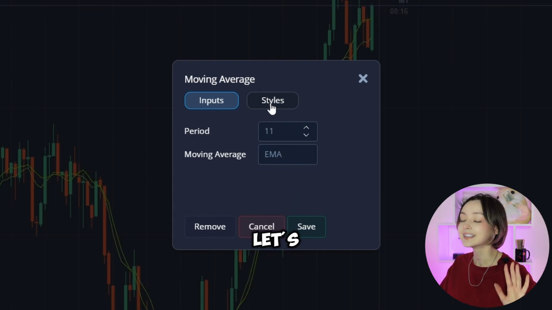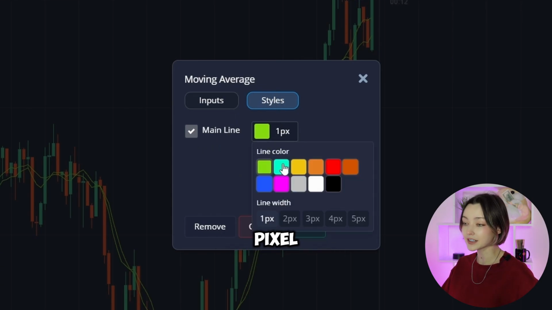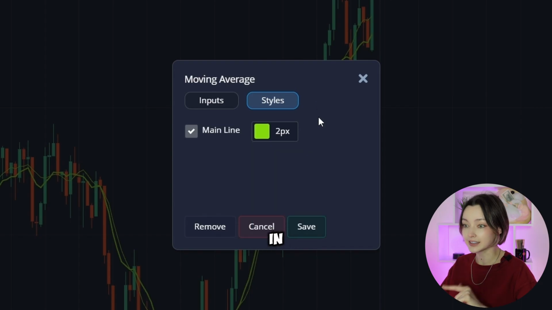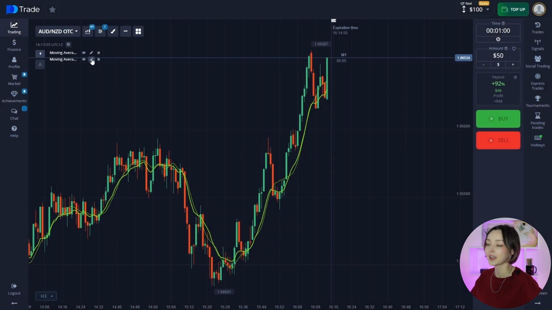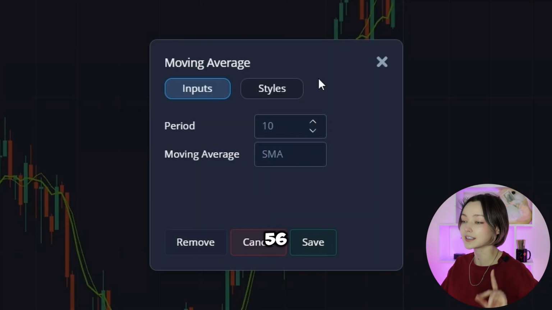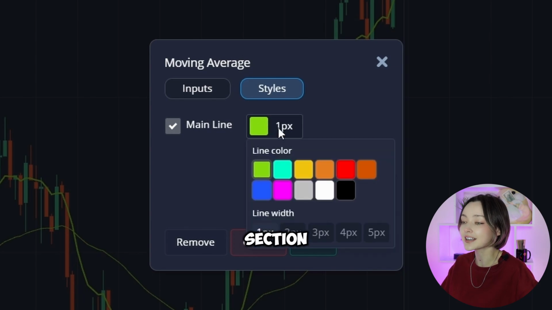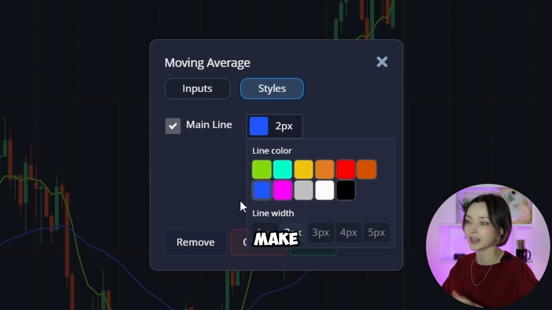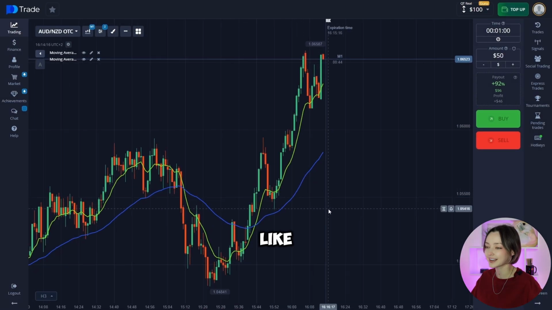But that's not all. Let's make everything clearer. Let's add an additional pixel to our moving average in the style section. And now we are clicking on save. We are applying the period of 56 to the second indicator and the EMA type just as well. Right here, and in the style section we are changing the color to blue and adding an extra pixel to make everything clearer, just like that.